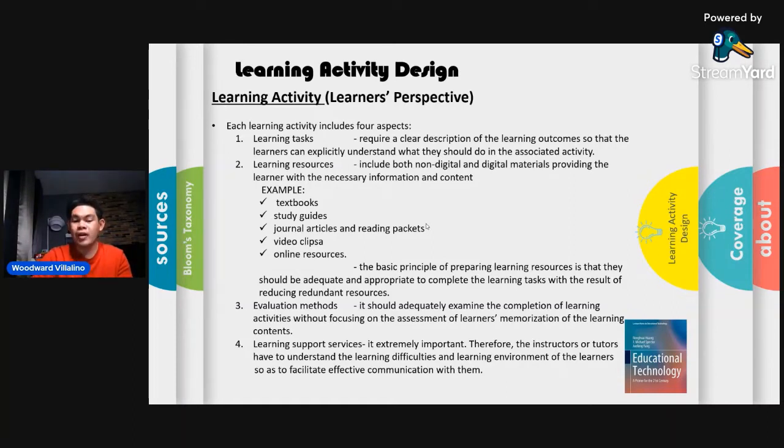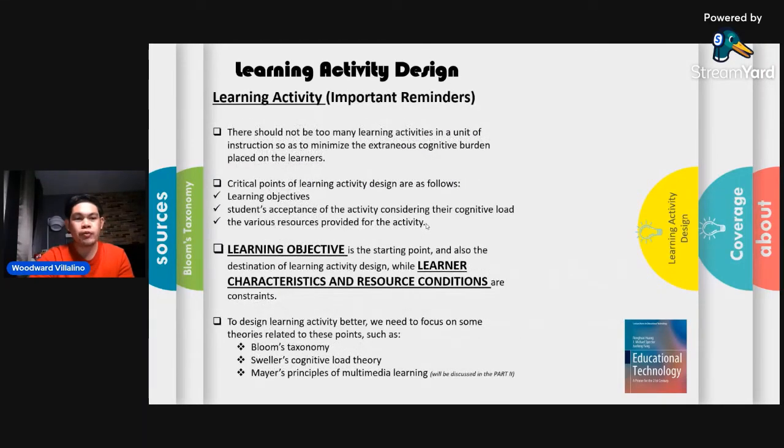So again, it is very important that in the learning support services under learning activity, we facilitate a very effective communication with them. If there is an obstacle or a barrier, there will not be effective communication at all. So with good communication comes good learning as well. Okay. So moving on. Here are some other important reminders that we must keep in mind.